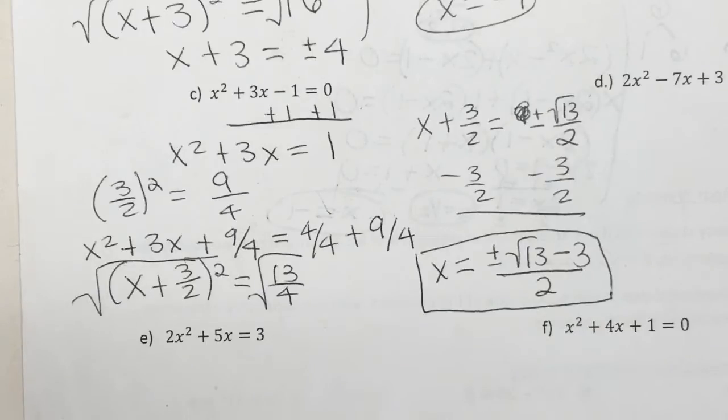Alright, try B on your own. Actually, B and F. Don't do D and E yet. B and F. And please, if you need help, ask the people around you. Ask me. Here's some help.